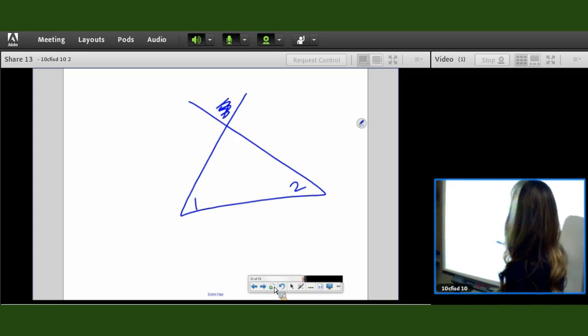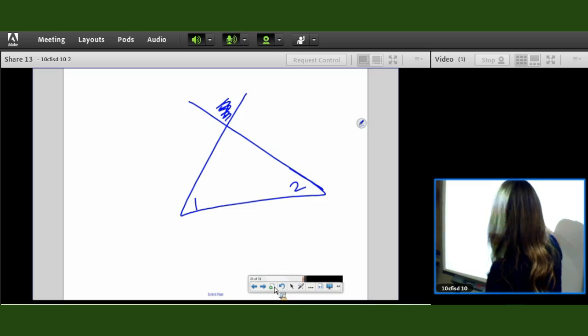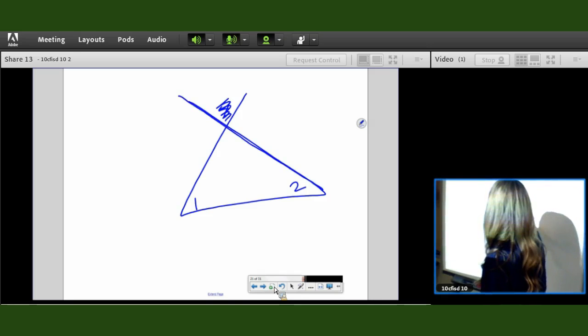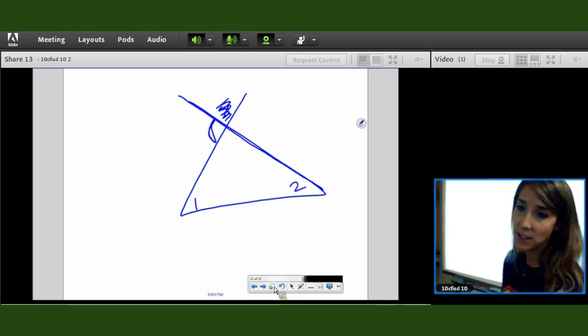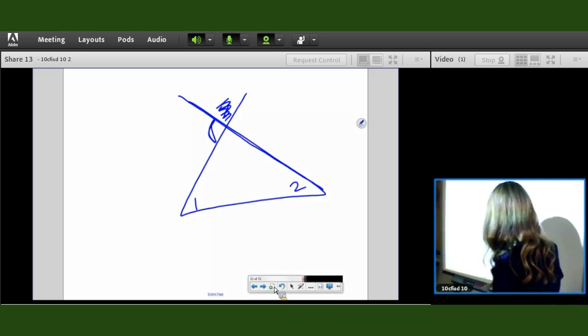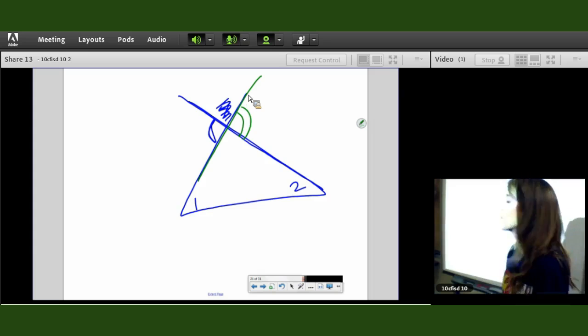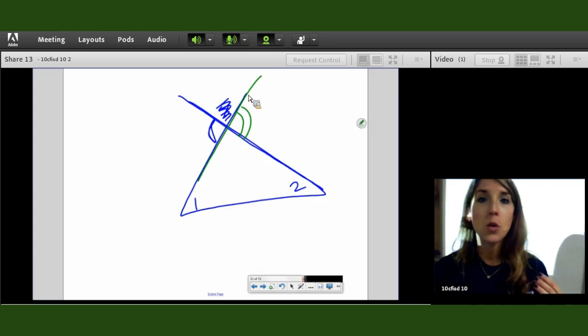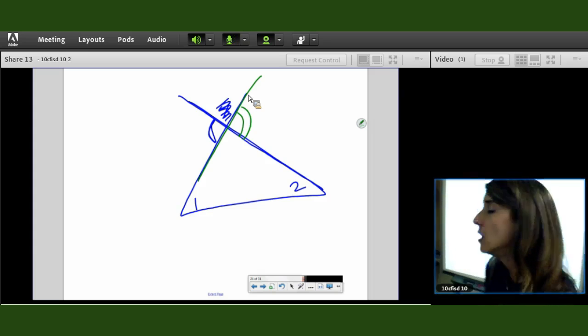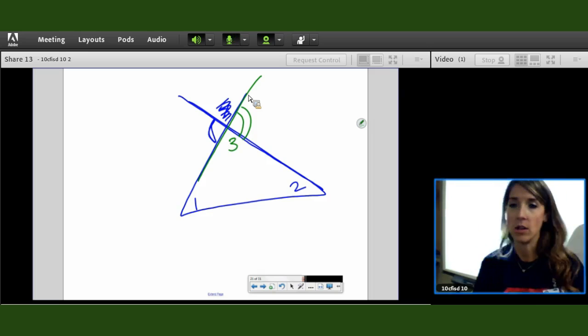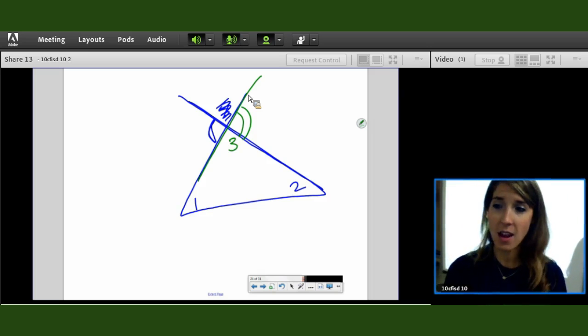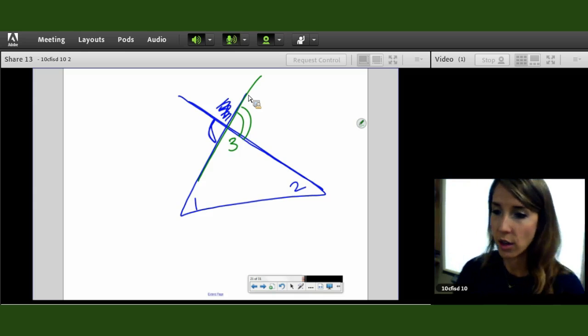So be careful. An exterior angle is formed by extending a side. So that would be an exterior angle. Or you can extend this side. In other words, the exterior angle is going to be adjacent to the third angle of your triangle. It's not going to be vertical with that third angle. It's going to be adjacent to the third angle.